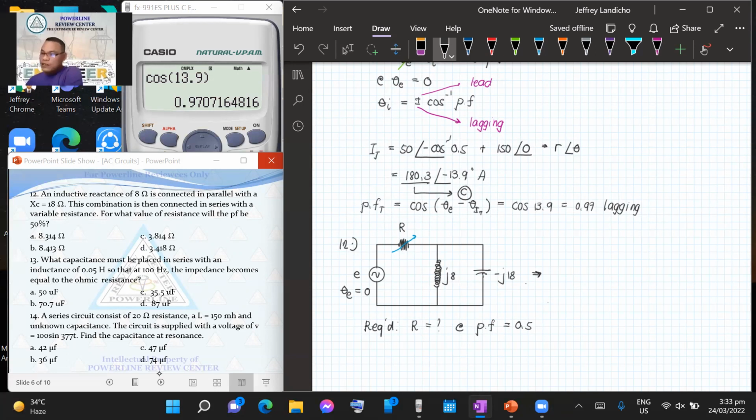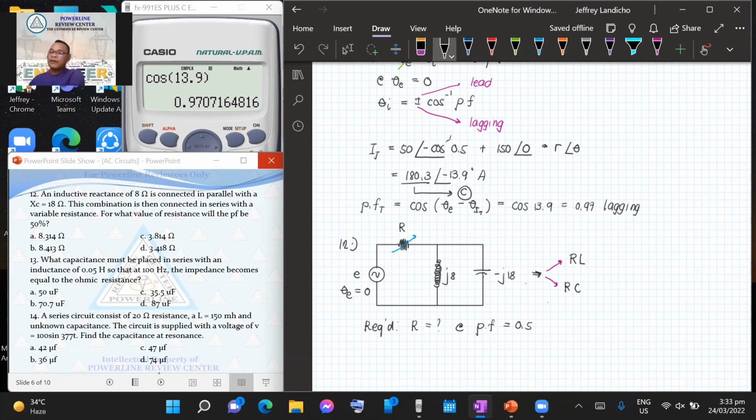Okay? So pwede nating i-simplify dyan into a combination of resistance at net reactance, Rx. Pwede nating i-simplify, and after we simplify, lalabas siyang RL, or possible, pag sinimplify natin siya, pwede siyang maging RC. Paano natin malalaman na RL or RC yan? Simple lang. RL yan kapag yung ating impedance, ang net reactance is positive. RC yan kapag net reactance natin is negative.